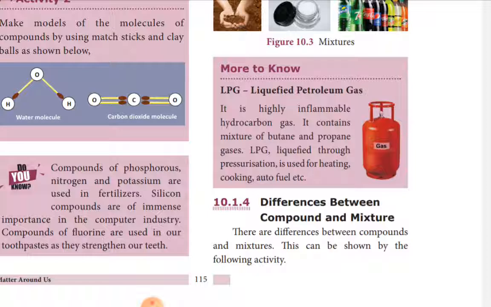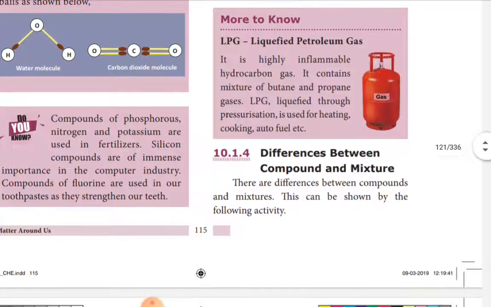These are the two hydrocarbons, butane and propane. These hydrocarbons are the main elements in the liquefied petroleum gas, which we are using for heating and cooking, also in the car, vehicle as auto fuel.